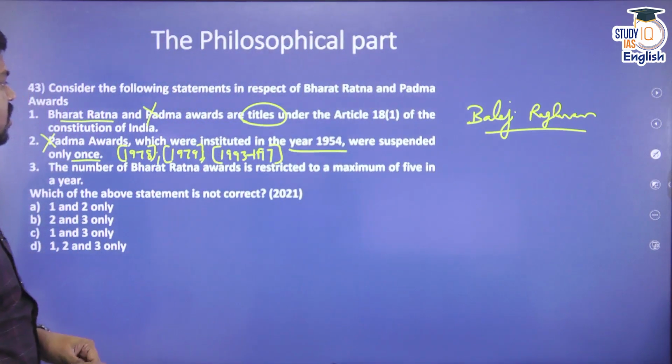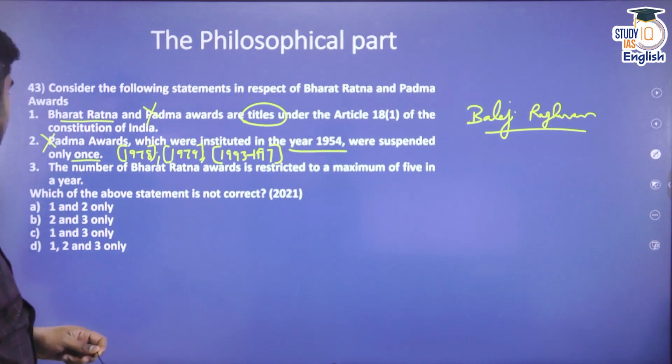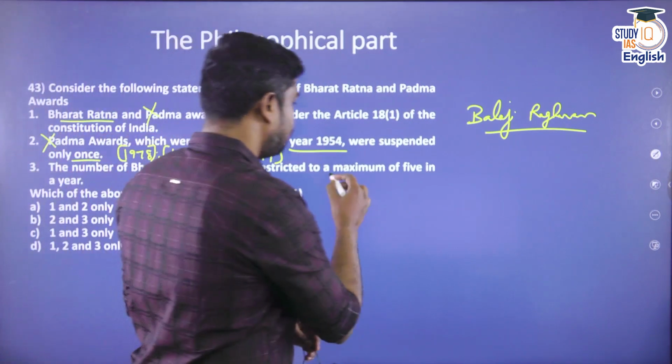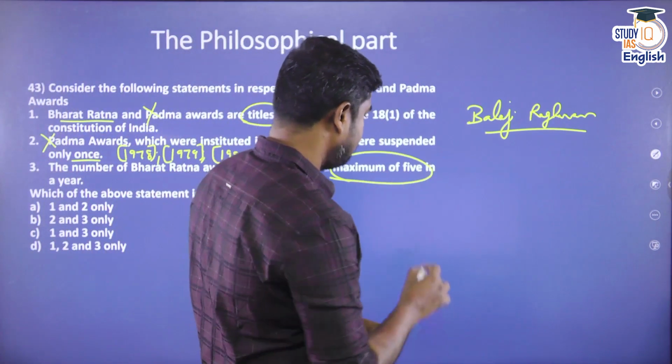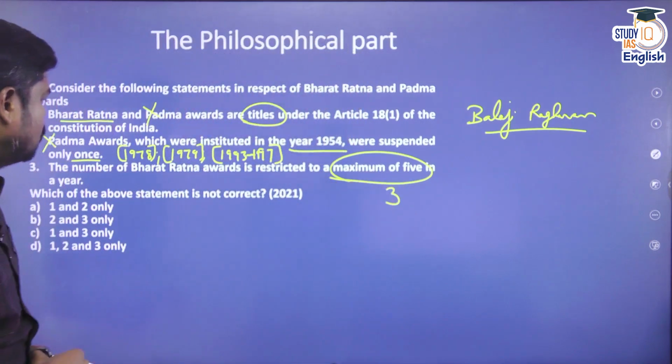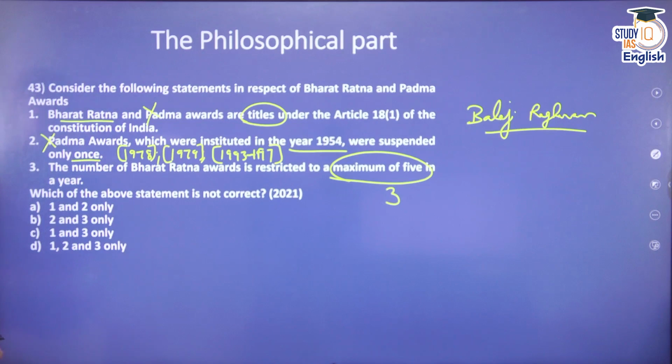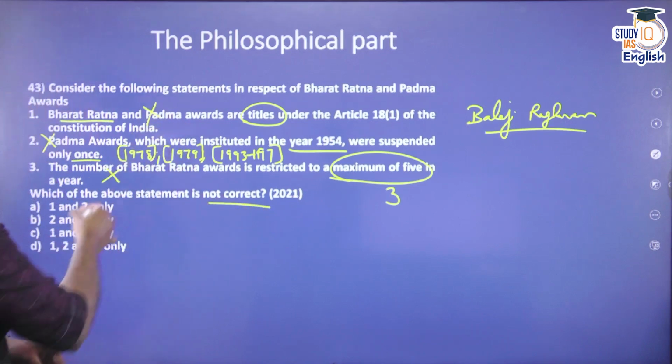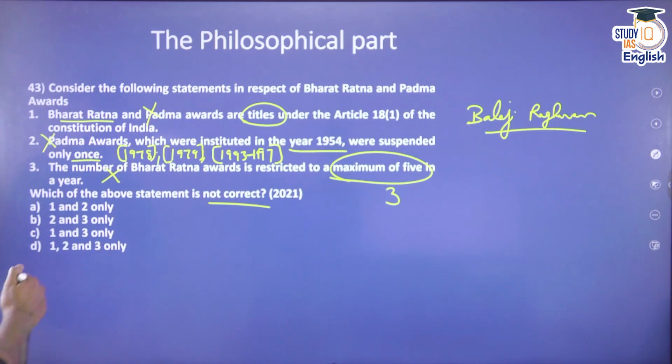The number of Bharat Ratna awards is restricted to a maximum of 5 in a given year. The number of Bharat Ratna as per the present rule can be subject to a maximum of 3 in a given year. So, which of the statements given above are correct? So, which of the following statement is not correct? Sorry, it is not correct. So, all the 3 statements are in fact not correct. So, the right answer would be option 1, 2 and 3 only.